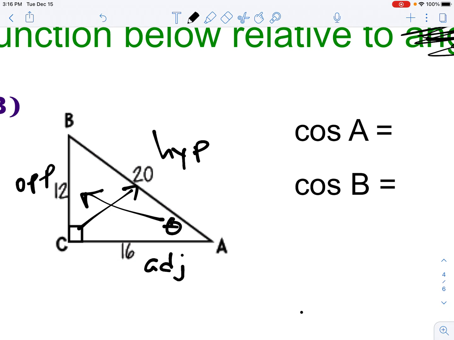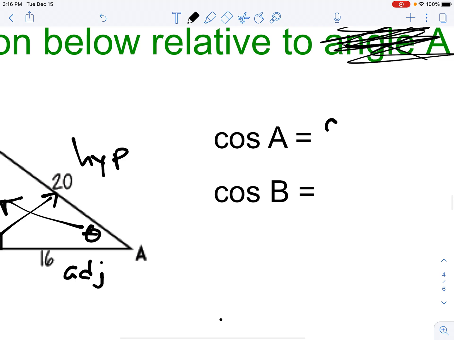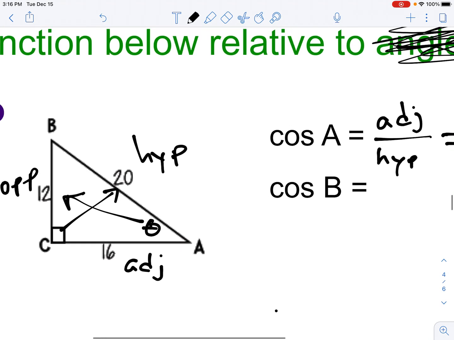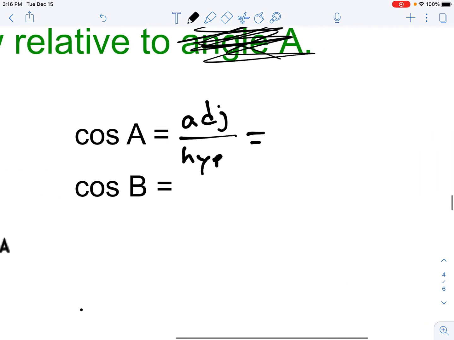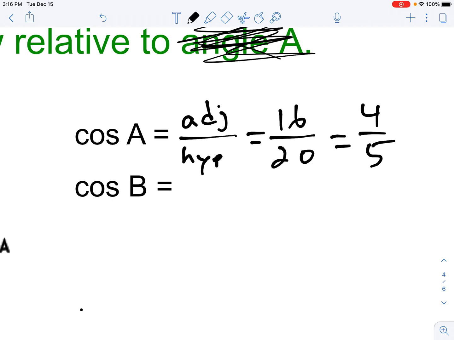Well, cosine, as we said above, is the adjacent side over the hypotenuse. So then you look down here, the adjacent side is 16. That goes on the top of the fraction, and the hypotenuse is 20. So we would write 16 over 20. Both those numbers are divisible by 4, so we get 4/5.